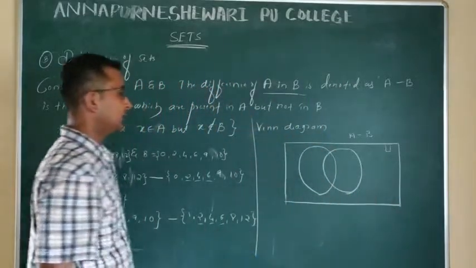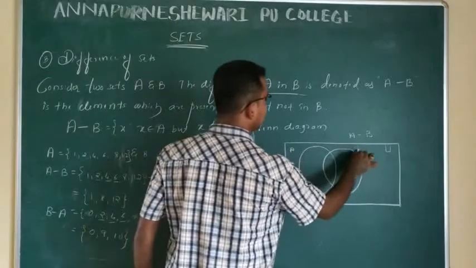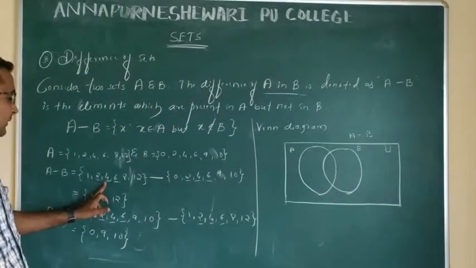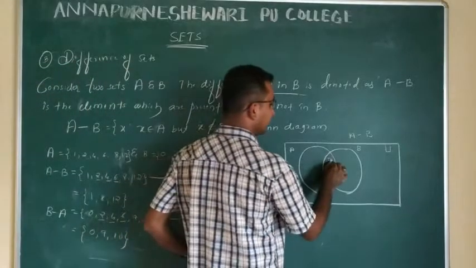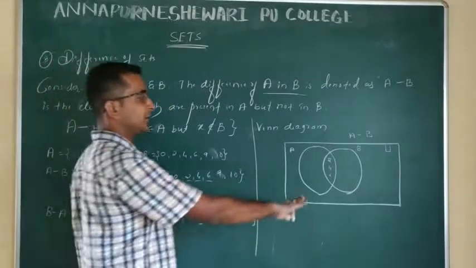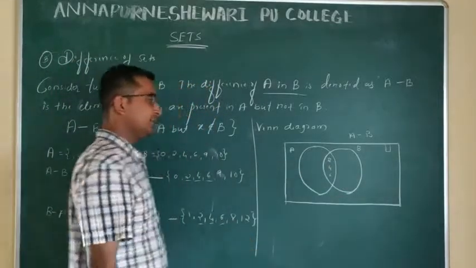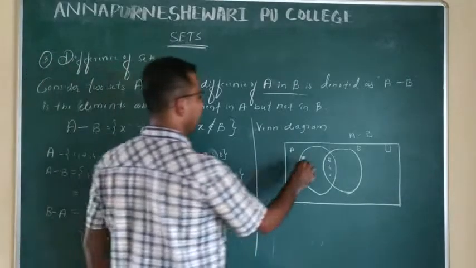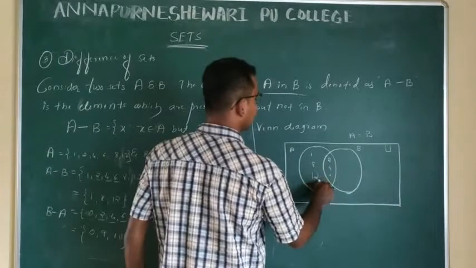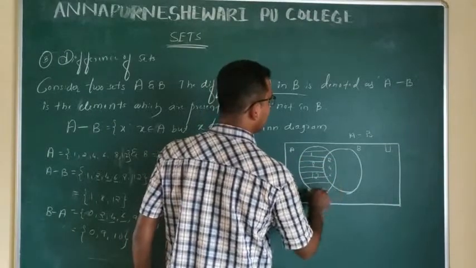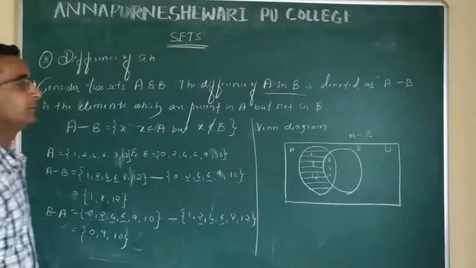Then what are the common elements in A and B? The common elements of A and B are 2, 4, 6. Here we have to write them compulsorily. The elements which are present in A as well as in B are the middle terms. Then the remaining elements in set A are 1, 8, 12. This is your A minus B.